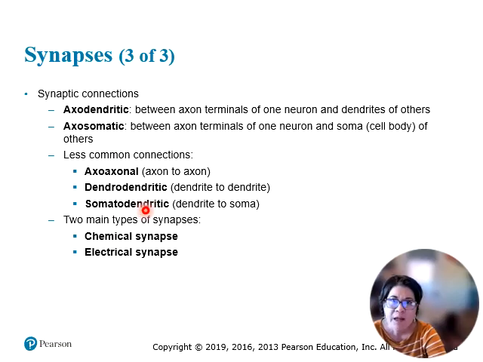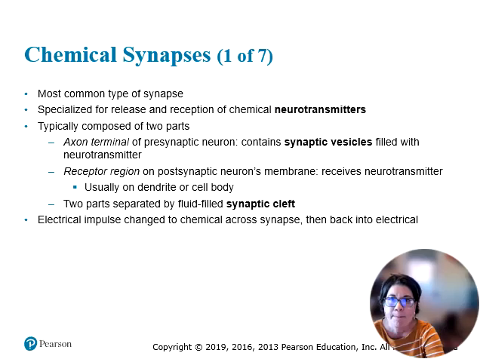Okay. You have different connections that you should write down and know the difference between. The most common ones are axodendritic and axosomatic. So axodendritic is between the axon of one neuron and the dendrite of the other, or the axon of one neuron and the soma, the cell body of another. That's what we just saw. You can also have axoaxonal, which is tail to tail. You can have dendrodendritic, which is dendrite to dendrite, or somatodendritic, which is dendrite to soma, which is the cell body of the nerve. Okay, and there's two main types, chemical and electrical.